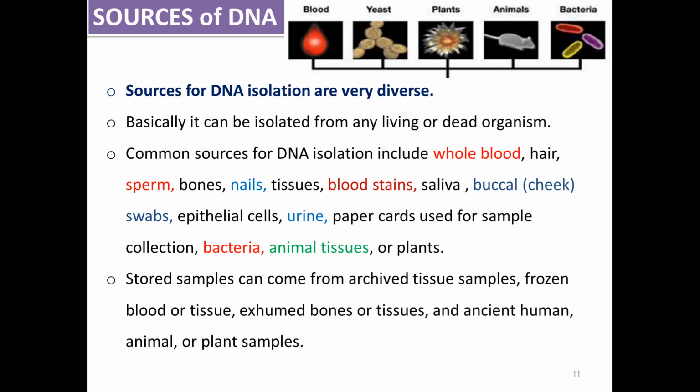Stored samples can come from archived tissue samples, frozen blood or tissue, exhumed bone or tissue, and human, animal, or plant samples. It is also used in archaeology: we check old remains, or we find some bones in the soil, and we carry out DNA analysis and can find that this particular person belonged to that place.